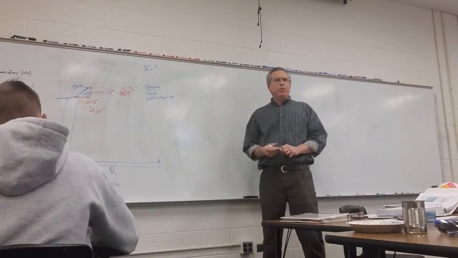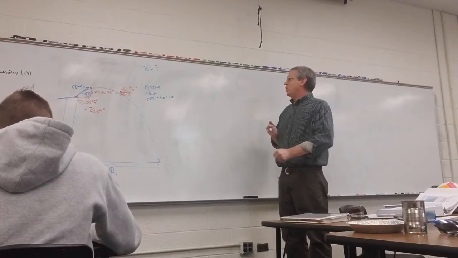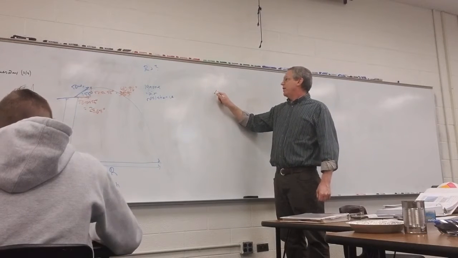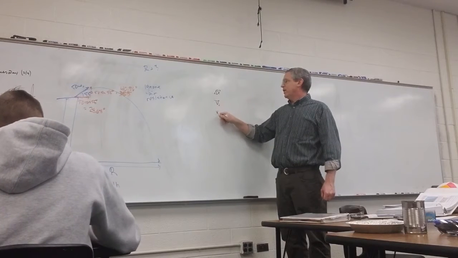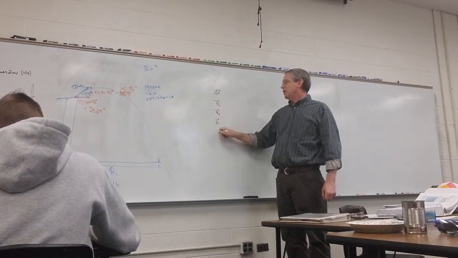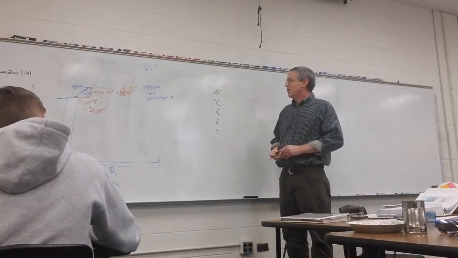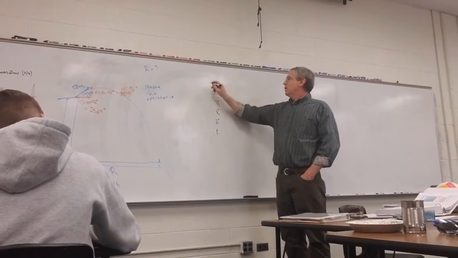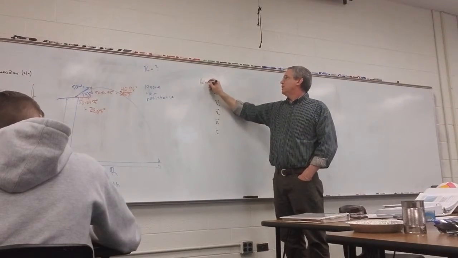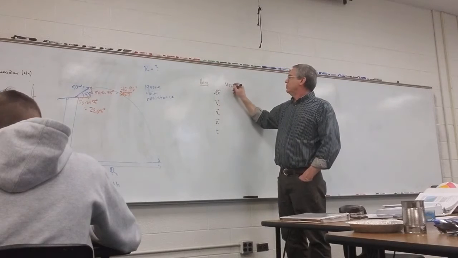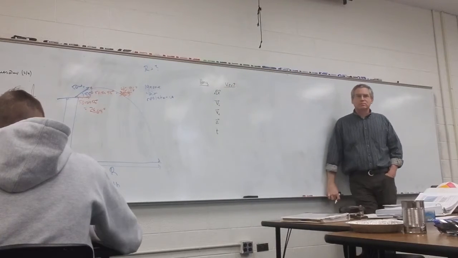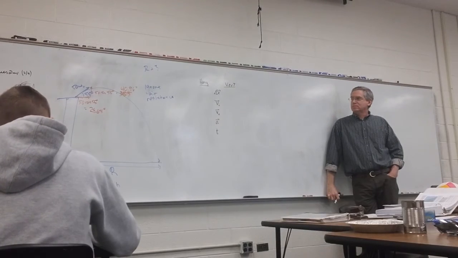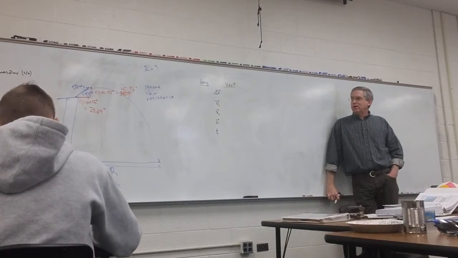So I'm going to set it up with, first, let's figure out what we know and what we don't know. We have displacement, initial velocity, final velocity, acceleration, and time. So we have horizontal and we have vertical. So, what do we know?